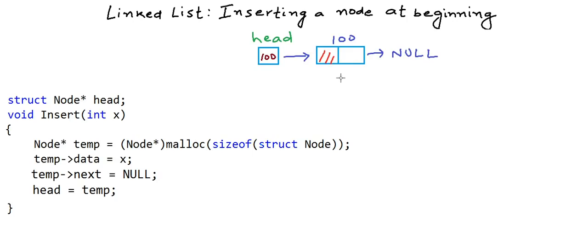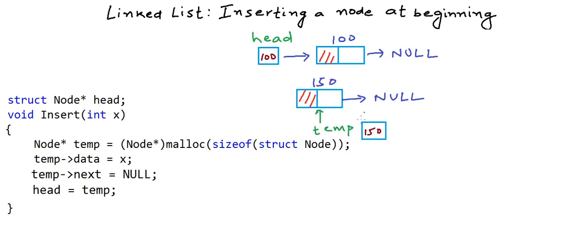Let us now see what we can do to insert a node at the beginning if the list is not empty, like what we have right now. Once again, we can create a node, fill in the value x here that is passed as argument. Initially we may set the link field as null, and let's say this node gets address 150 in the memory, and we have this variable temp through which we are referencing this particular memory block. Now unlike the previous case, if we just set head is equal to temp, this is not good enough because we also need to build this link.